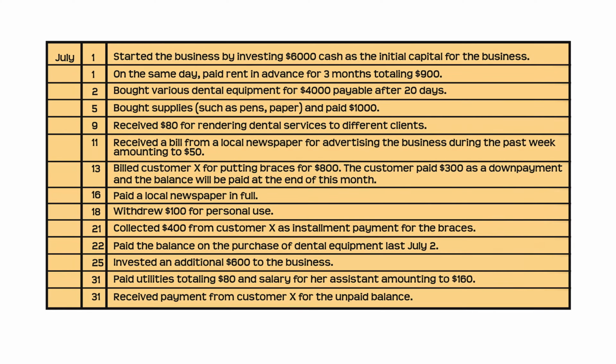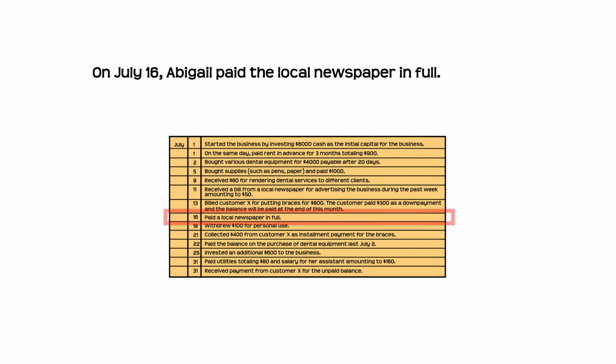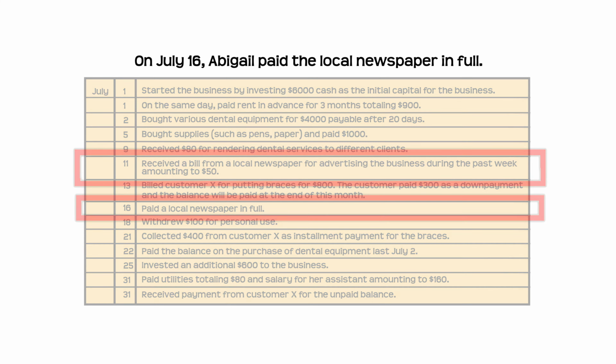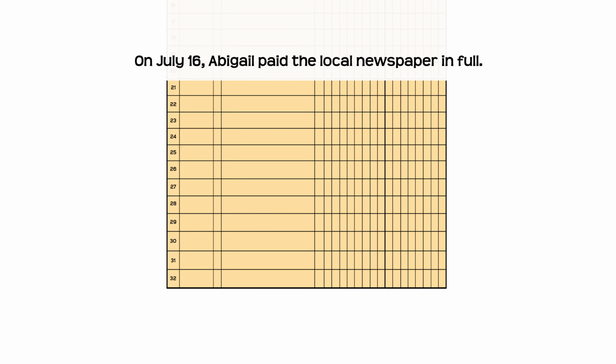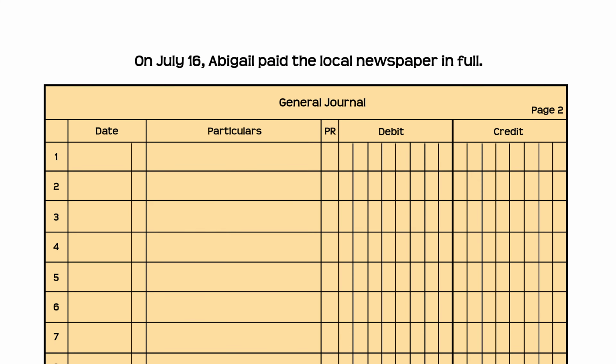Moving on to July 16 transaction. On July 16, Abigail paid the local newspaper in full. In this transaction, Abigail paid the local newspaper from the transaction dated July 11. Debit to accounts payable to decrease the liability, and credit cash to reduce it by $50.